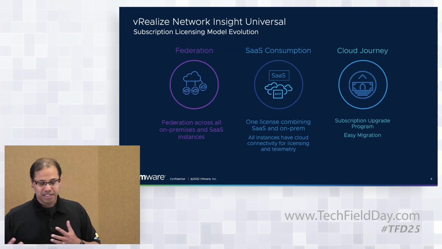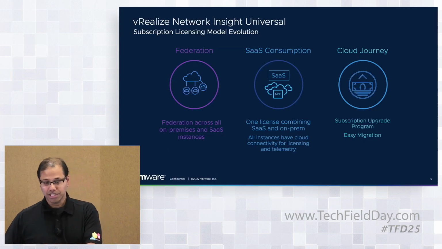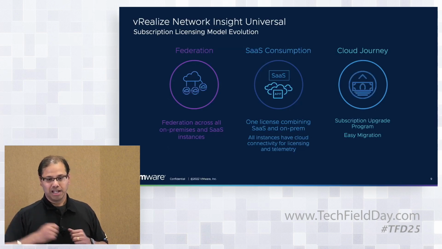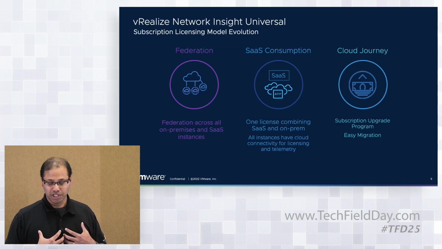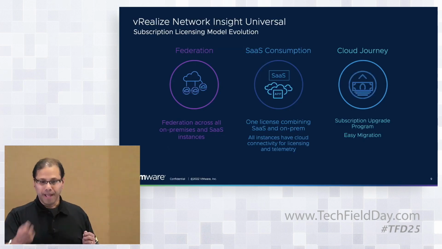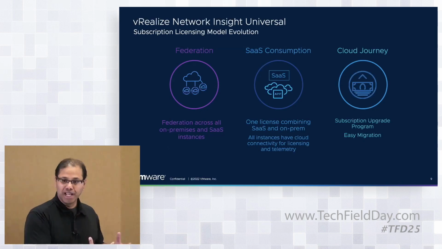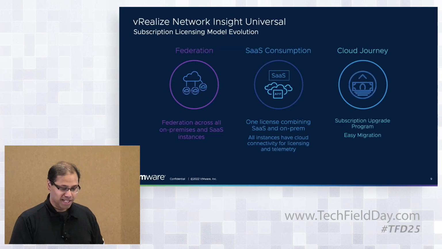Now, the final part of it is the trade-in, hey, I have on-premises instances, how do I trade in for the cloud instance? So we got some incentives to help the customers move to the cloud, to the SaaS consumption model. So that was the genesis behind the vRealize Network Insight Universal. Again, three things, right? Universal views federated across multiple instances, exchange of licenses, so that they are still getting value for what they paid already, and then help them in the cloud journey because they may have customized a lot of data in the on-premises instance. How do you move that into the SaaS instance as well? You don't want to lose all that customization.